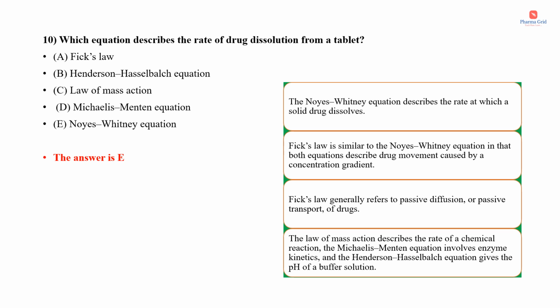Fick's law is similar to the Noyes-Whitney equation in that both equations describe drug movement caused by a concentration gradient. Fick's law generally refers to passive diffusion or passive transport of drugs. The law of mass action describes the rate of a chemical reaction. The Michaelis-Menten equation involves enzyme kinetics, and the Henderson-Hasselbalch equation gives the pH of a buffer solution.